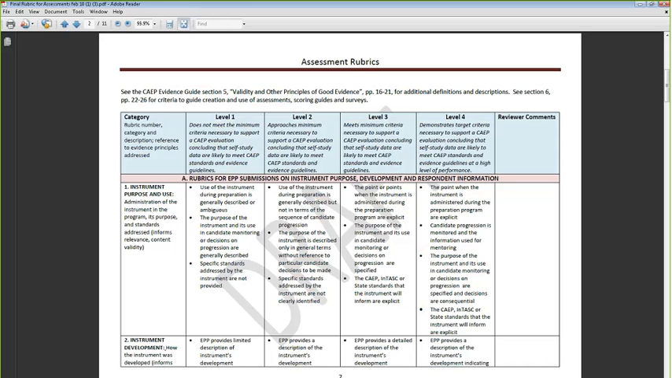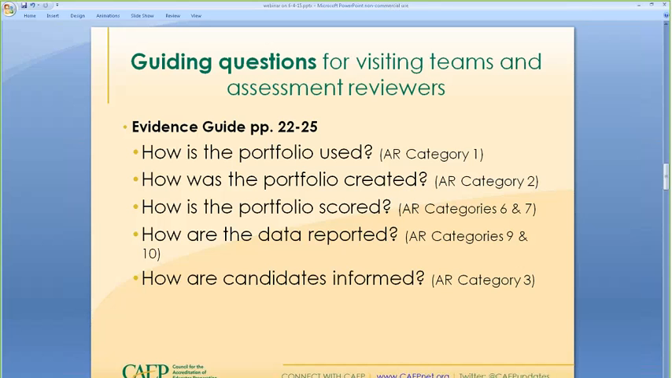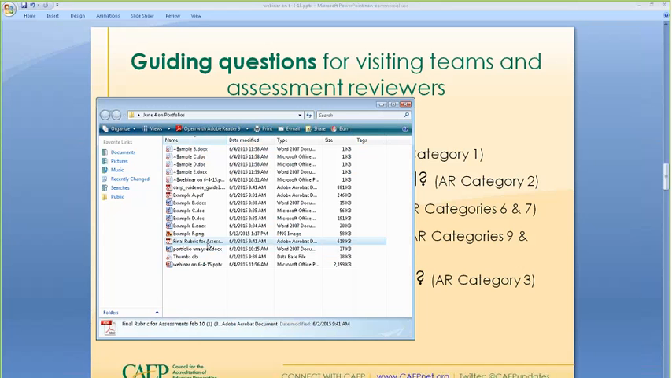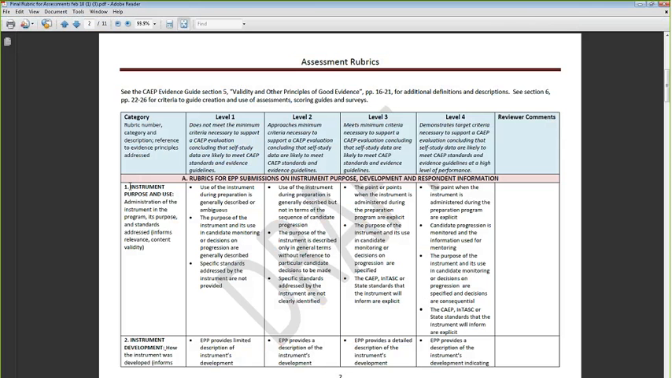When I noted here, how is the portfolio used, the way that's going to be judged, or evaluated by your CAPE reviewers, is using the assessment rubric in the first category. So let's go back to that assessment rubric again. And there we go. Here's Category 1, and it talks about the instrument's purpose and use. This is the point where you will be using the evidence guide to hone your responses to these questions, and this is the rubric that will guide it.